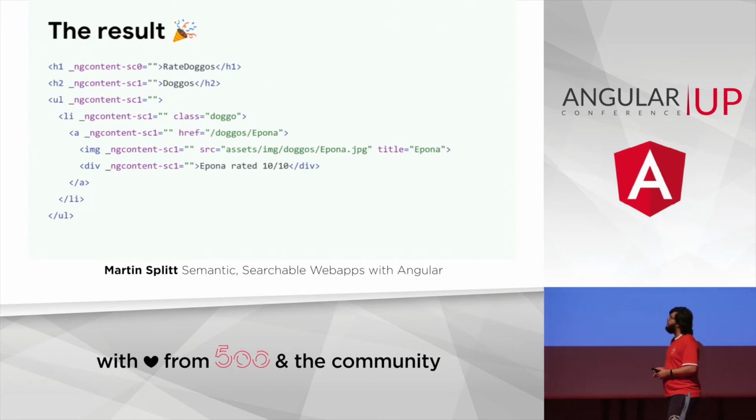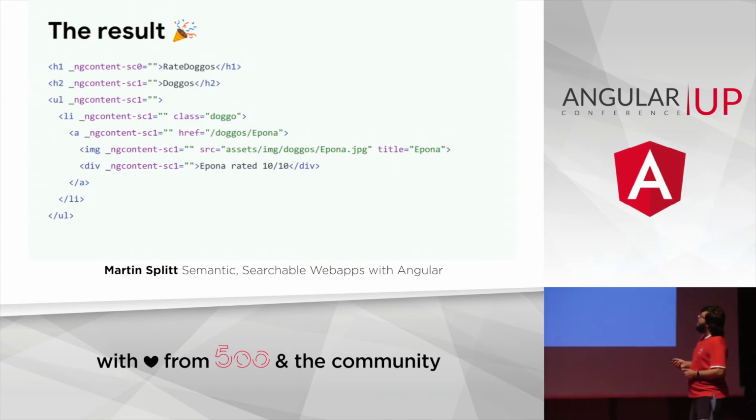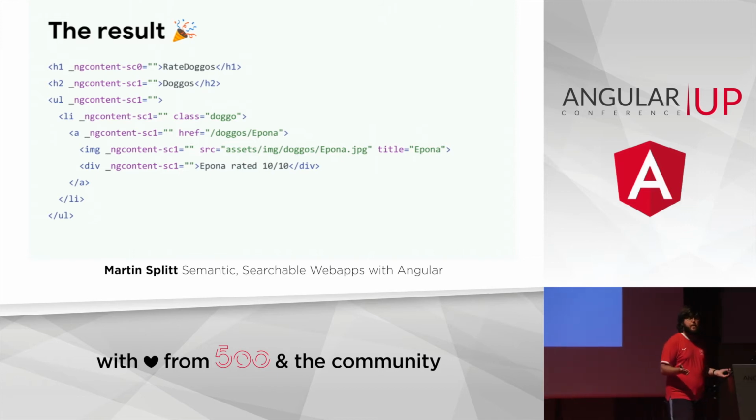And what you get there is you get this. So this is the same app as before. It's the doggos-rating app again. But this time, there's an H1 that tells us this is rate doggos. And then there's an H2 that tells us this page is about doggos. And then we have the doggos, Epona, and then we have Epona as a doggo image somewhere in the thing. And the rating is 10 of 10 because she's a good girl. That's pretty cool. And this can be indexed in the first run.